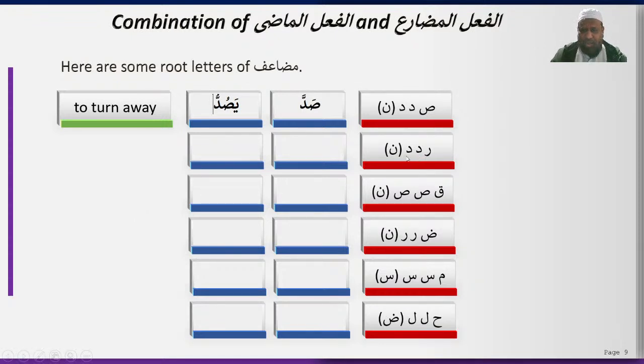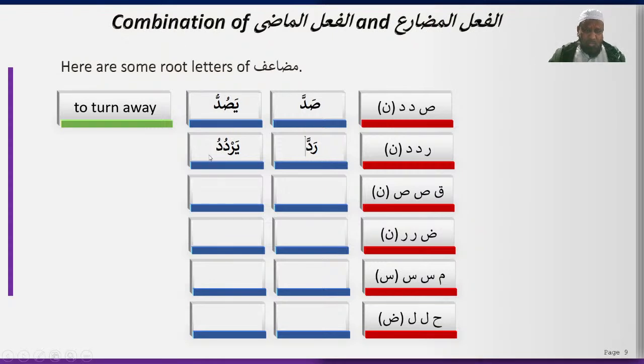Next را دال دال from باب نصر ينصر. So ردد فعل مضارع يردد. Exactly same rule applies. لام الكلمة متحرك، عين الكلمة متحرك، ما قبل عين الكلمة متحرك. So عين الكلمة becomes ساكن and then we merge both of the letters. رد.